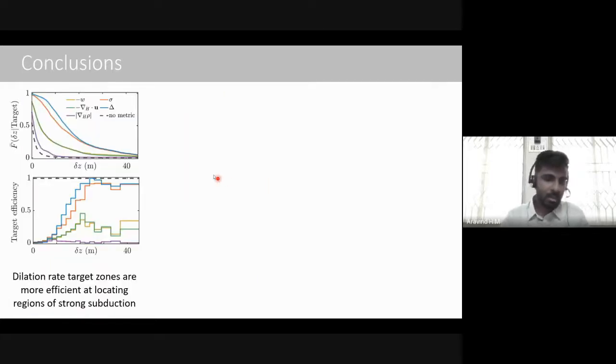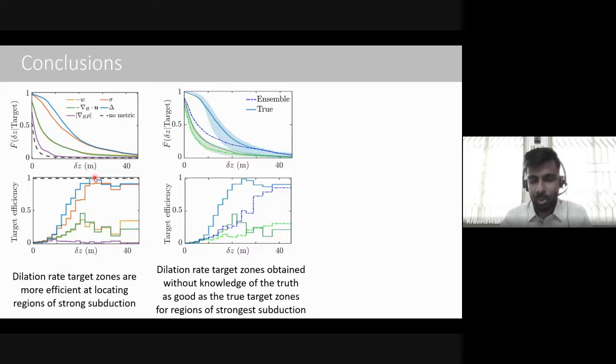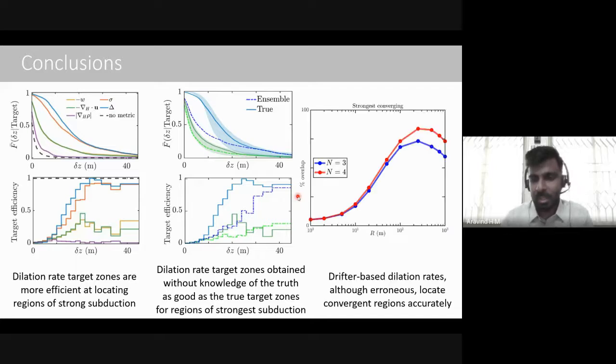So those are my conclusions. Dilation rate target zones are more efficient at locating regions of strong subduction, more likely, as well as identify most of them. Even if we don't know the true oceanic fields accurately, if we have a reasonable estimate of what the ocean conditions are from model forecasts, the ensemble analysis still does a very good job of identifying subduction zones. And in the worst case, if models perform really, really badly, we can still use information that we can gather from the ocean to estimate good dilation rates.